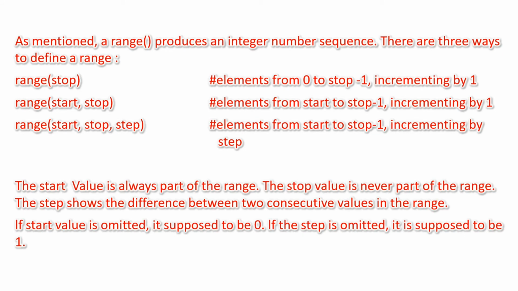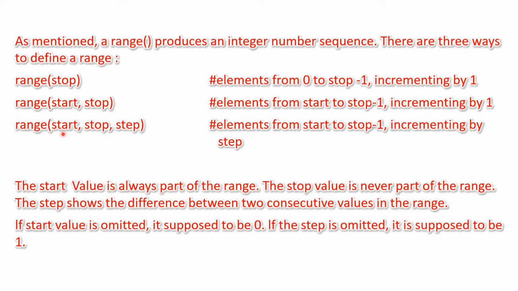As mentioned, a range produces an integer number sequence. The range can be defined in three different ways. You can see the first range has only a stop argument. In this, the elements of the range function will be from 0 to stop minus 1, and every time the element is increased by 1. In the next, you have two values, start and stop. So the element starts from start, but the range goes up to stop minus 1, and this time also it is increased by 1.